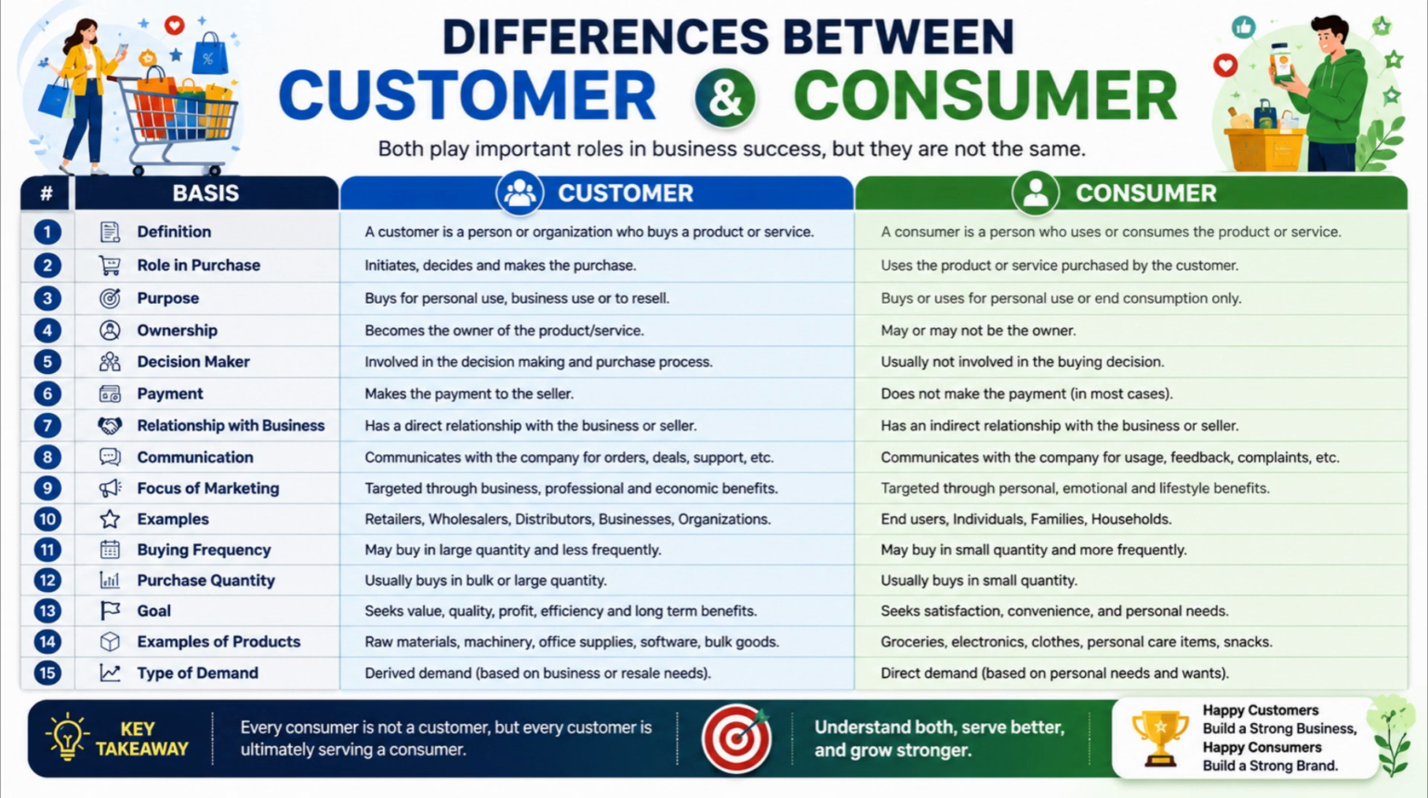Number 7. A customer has a direct relationship with the business or seller, whereas a consumer has an indirect relationship with the business. Number 8. A customer communicates with a company for orders, deals, and support, whereas a consumer communicates mainly for usage feedback, satisfaction, or complaints.